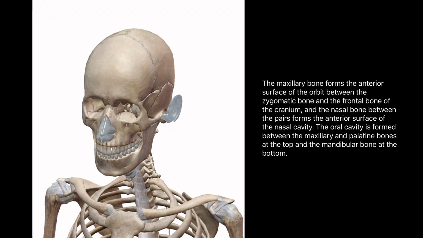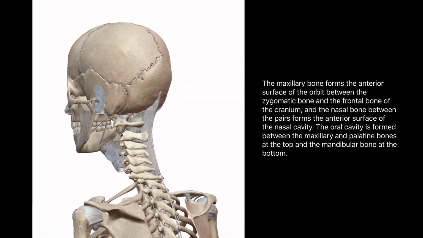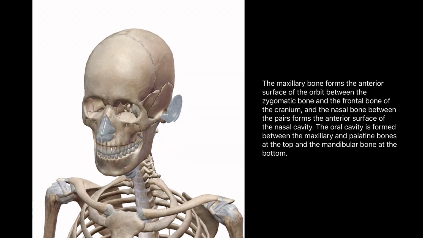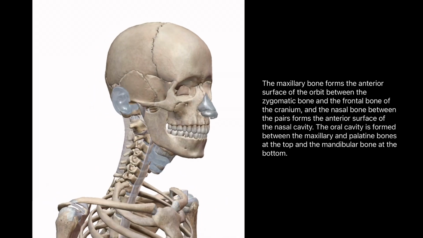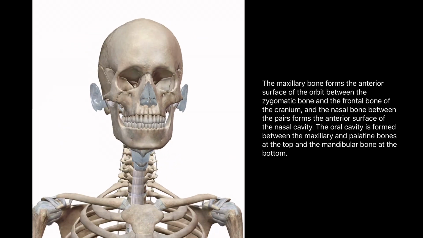The maxillary bone forms the anterior surface of the orbit between the zygomatic bone and the frontal bone of the cranium, and the nasal bone between the pairs forms the anterior surface of the nasal cavity. The oral cavity is formed between the maxillary and palatine bones at the top and the mandibular bone at the bottom.